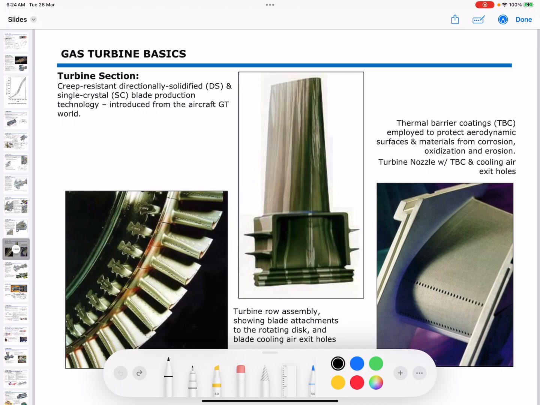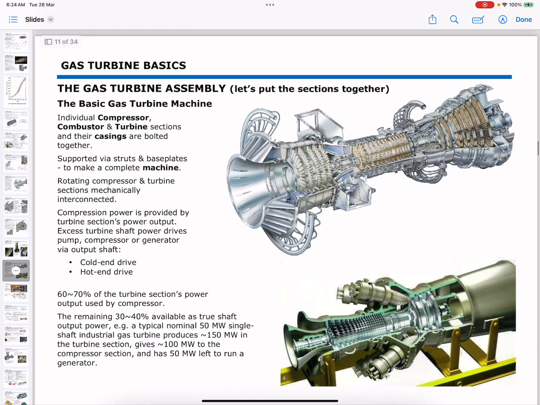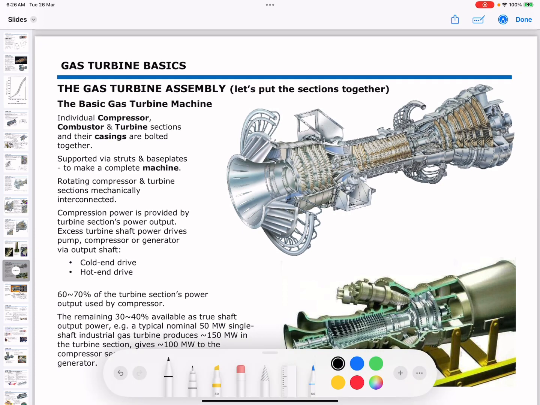In the next slide, I'm going to talk more about the gas turbine basics. So, moving on to this slide, the gas turbine basics. Here is the gas turbine assembly. Let's put the sections together: the basic gas turbine machine. Don't worry about the text in the slide, I'm going to explain everything in my own way.